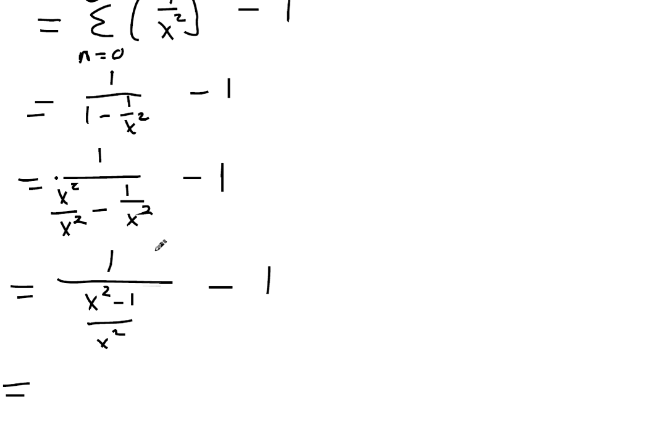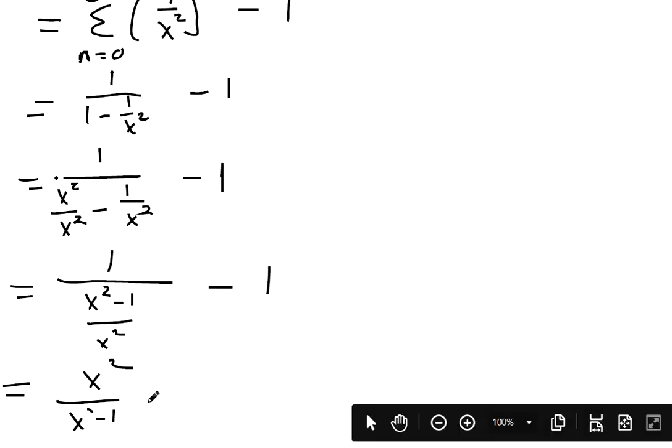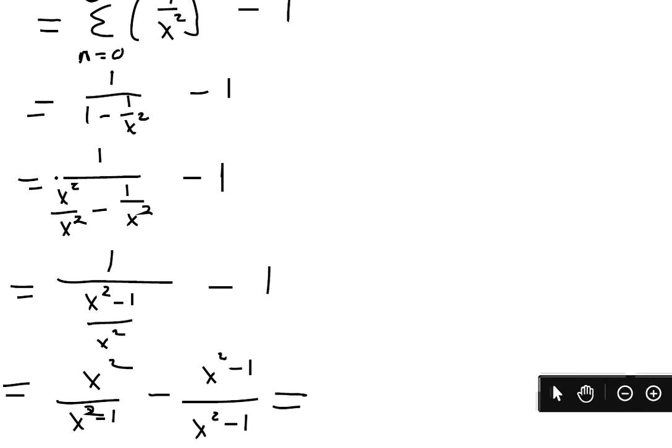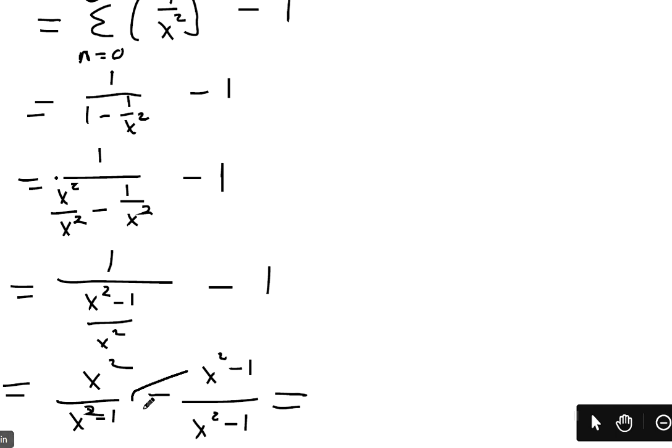So this is x squared over x squared minus 1, but I need to subtract 1, so I'm just going to get common denominators now. If we do that, then x squared minus x squared makes nothing, and then we have nothing minus that negative 1, so that gives us a positive 1 up top.